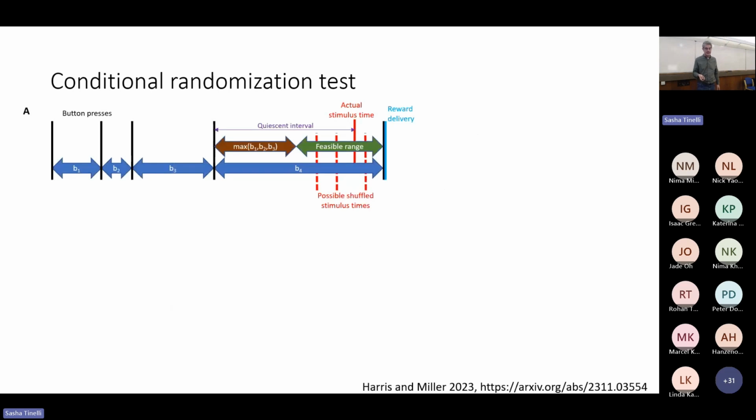So the conditional randomization test works like this. You have the sequence of, I call them here button presses, but they're really wheel turns in this case, that come at different times. And on every trial, there's the time the actual stimulus came on, and then there's a range of periods that it could have come on, right? So the quiescent interval is chosen at random on each trial, and you know that the actual stimulus had to be sometime between the end of the quiescent period and the time of the reward. So your null hypothesis is that it could have come at any moment in this range.